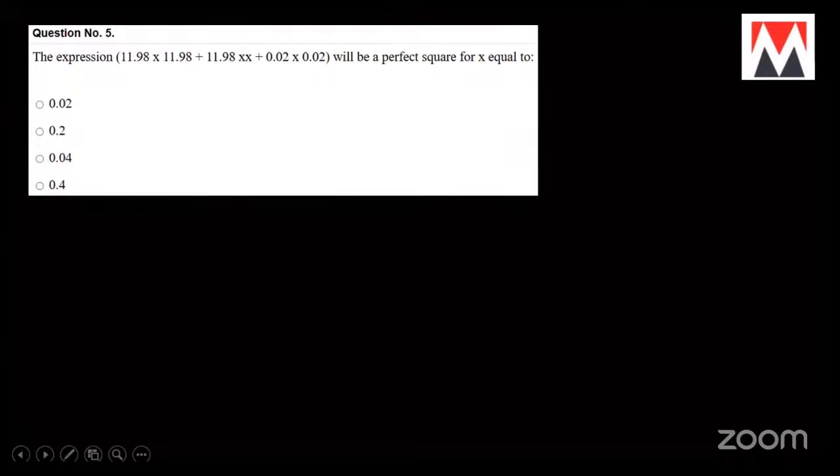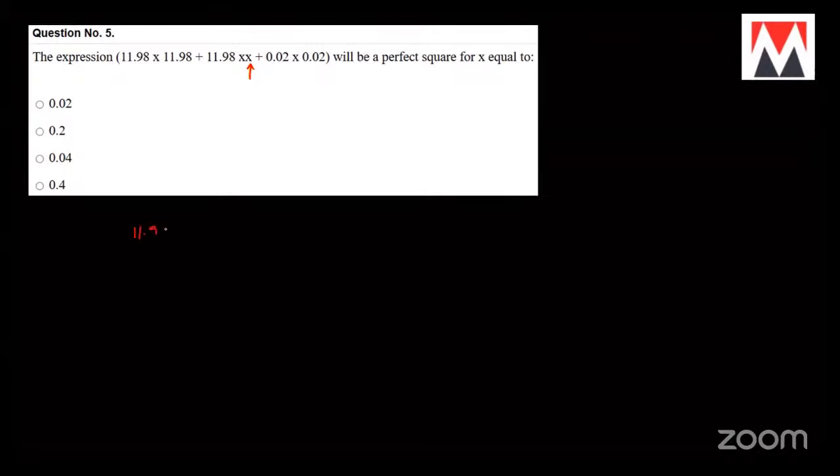Yeah, very good. So let us answer the next question. The expression 11.98 into 11.98 plus 11.98 x plus 0.02 into 0.02. Here this x represents a number. So how will it be a perfect square?